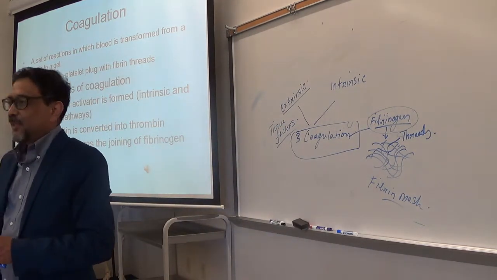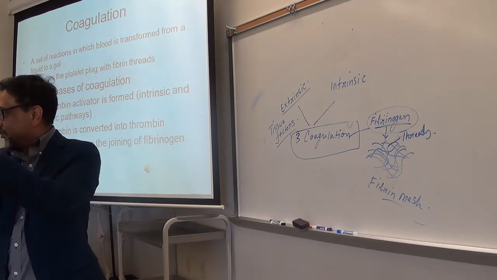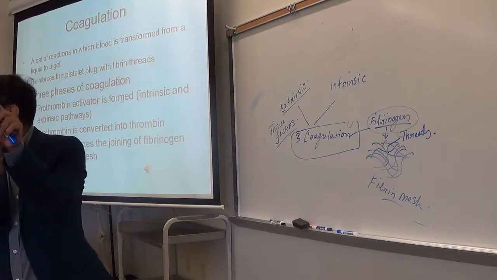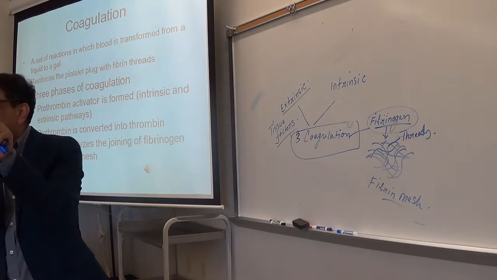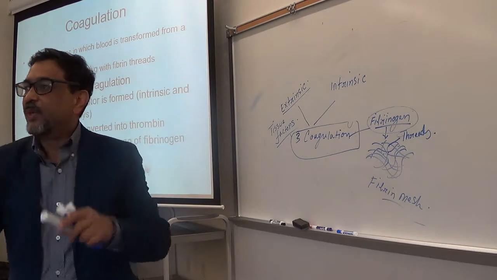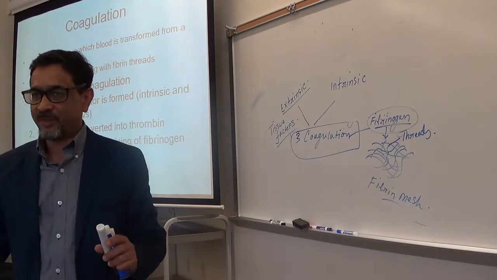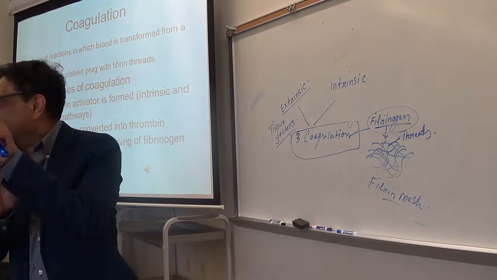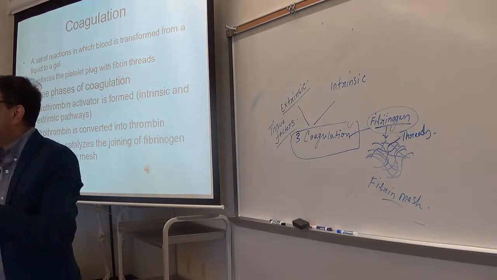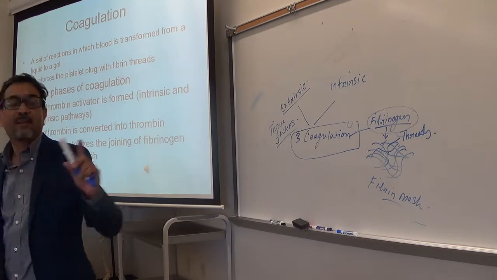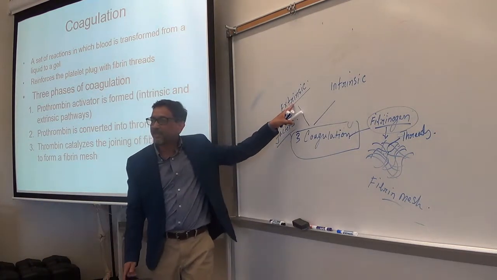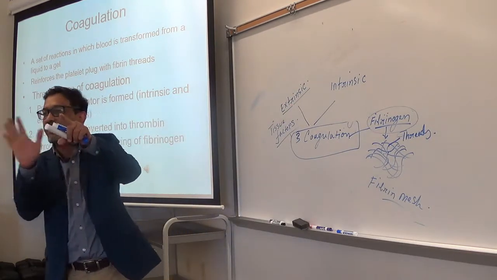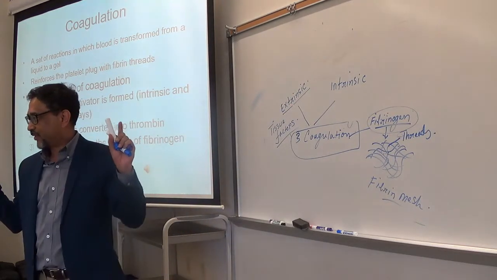Let me tell you. If you get a cut, okay, your tissue gets injured, right? Like your muscle, skin tissue get injured. And the tissue will release some chemicals at the site of cut. And those are the tissue factors that will trigger the which pathway? Extrinsic pathway. So it needs tissue injury and release of those factors. Okay?